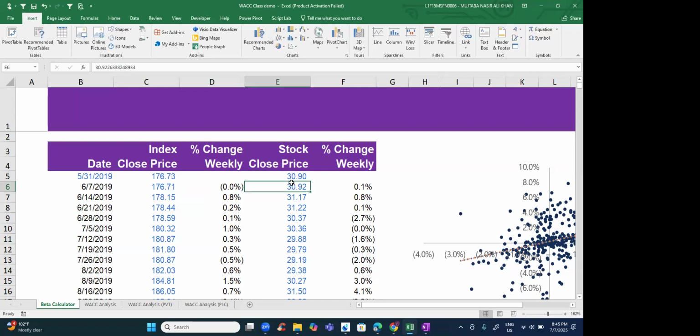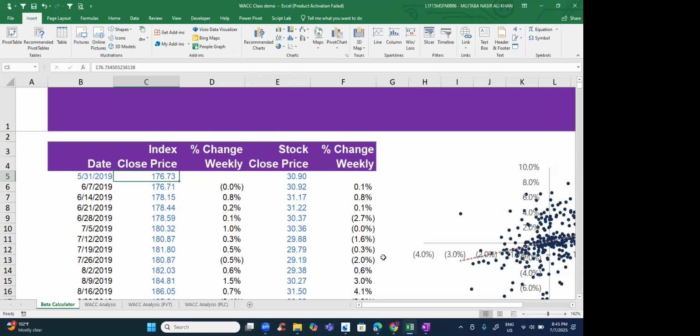This is stock price movement. You can take the stock price of any company. This is the change of the stock. So first of all, you will write all the dates. Second, you will write all the index price movement.